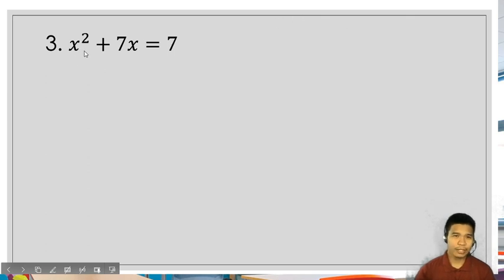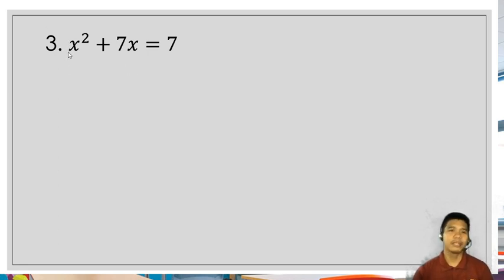Okay, as you can see here, we are given x squared plus 7x equal to 7. So, wala naman tayong nakikitang numerical coefficient para sa ating quadratic term. So, skip step 2. Tapos, nakita natin yung constant term nandito na sa kabila. Okay, nasa kabila na siya. So, skip na rin natin yung skip step 1 kanina. Tapos ngayon, nandito na siya sa kabila, yung constant term. Skip na rin natin yung step 2.